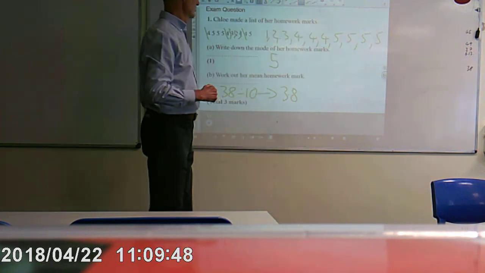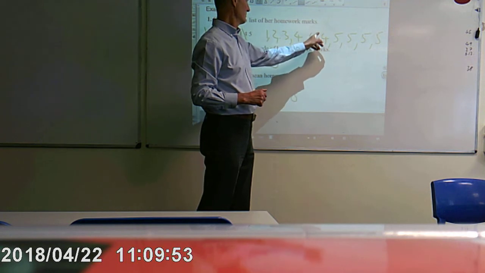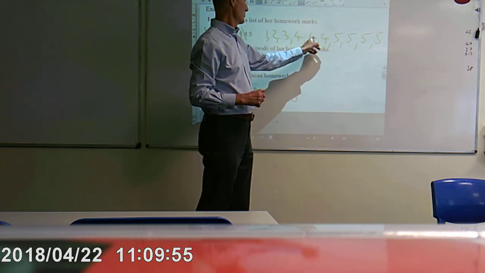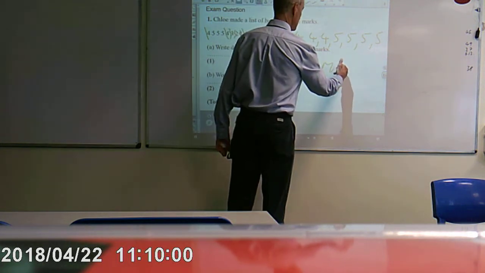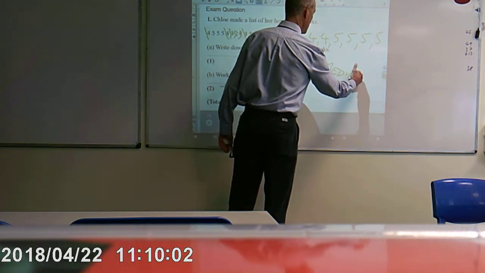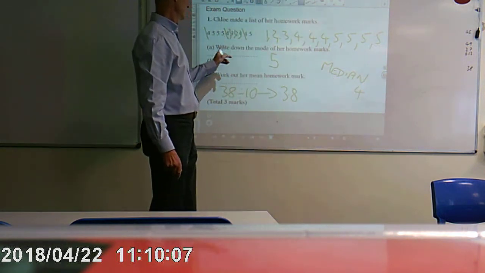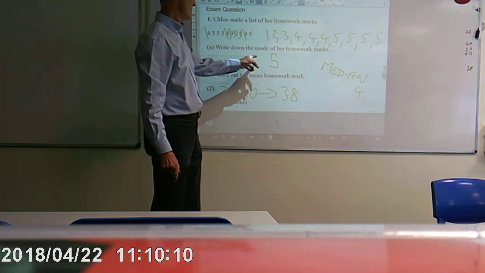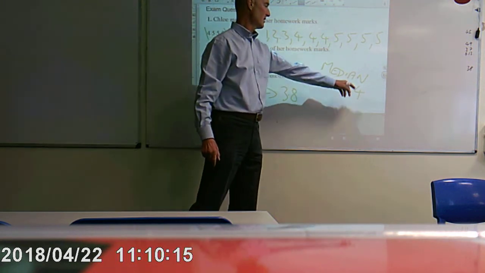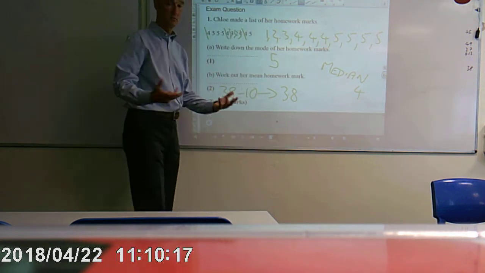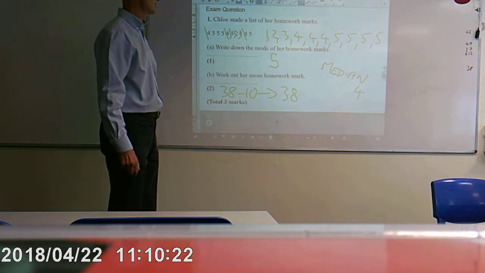Okay, so we've got 10 numbers there. What's in the middle? The middle would be between the 4 and the 4. So the median, if we were asked to do the median, would actually be 4. So 3 different types of averages that we know about. The mode gave us a result of 5, the mean gave us a result of 3.8, and the median gave us a result of 4. So you must be confident about the difference between those different averages.